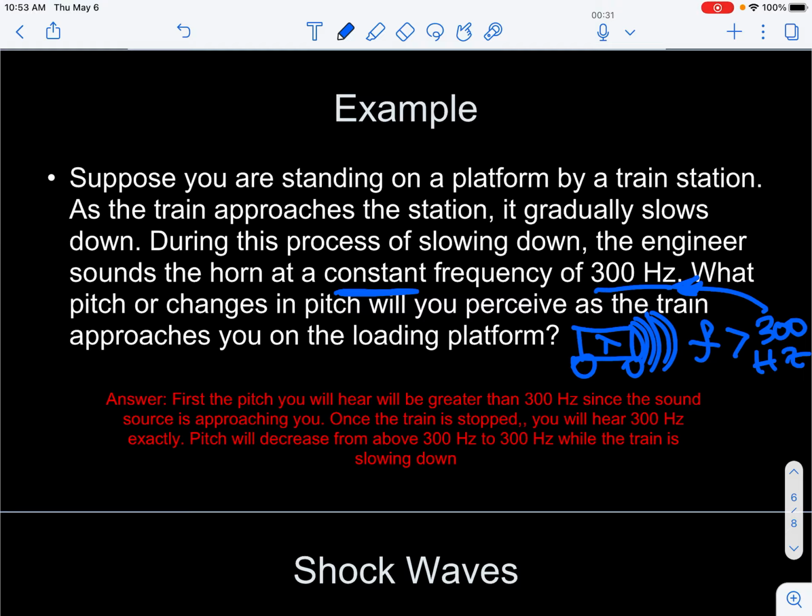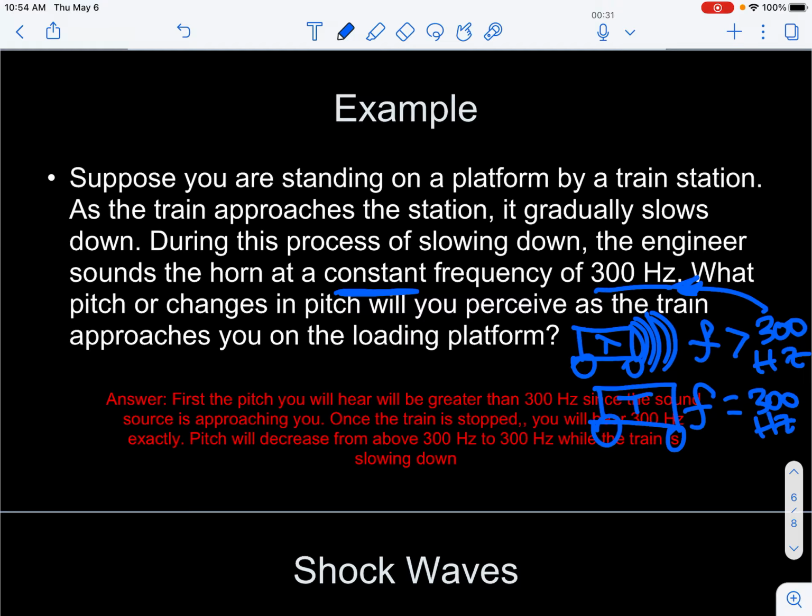All right, well, after it comes to a stop, then nothing is moving. The source of the sound is not moving. We are not moving on the platform. So what would we hear? What frequency? Our frequency would be equal to 300 hertz at this point. Now, I didn't ask you about this, but it should make sense too.